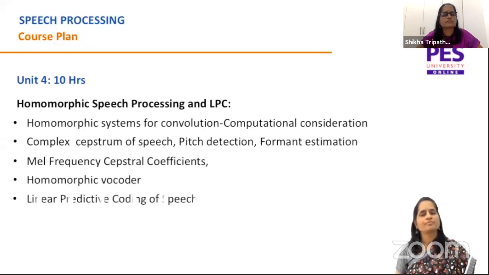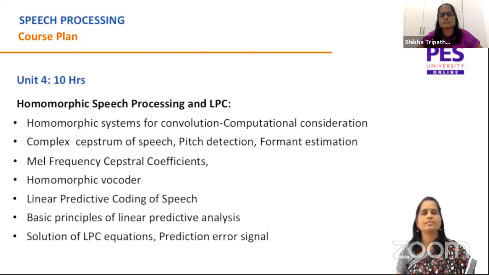We'll talk about homomorphic systems for convolution, wherein we talk about the computational consideration. What is the computational complexity in these homomorphic systems, which we use for convolution. We'll talk about complex cepstrum of speech, pitch detection, formant estimation. Then again, there is a terminology called Mel frequency cepstral coefficients. You must be hearing two very different words, cepstrum and cepstral. We are familiar with spectrum and spectral, and now I'm talking about cepstrum and cepstral. We'll study more about that when we do this particular topic. It's very interesting. And then we'll talk about homomorphic vocoder.